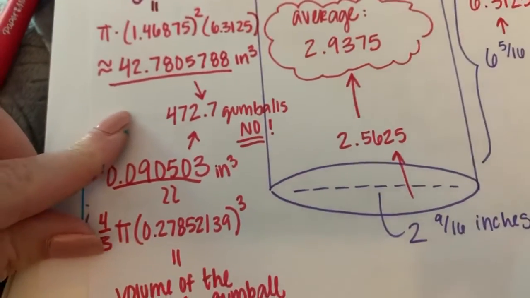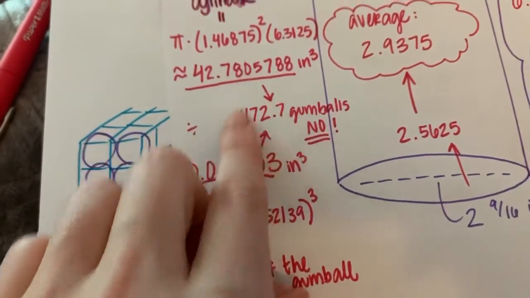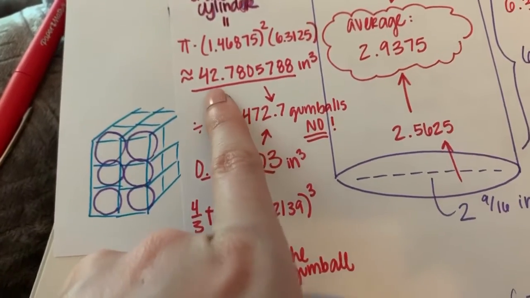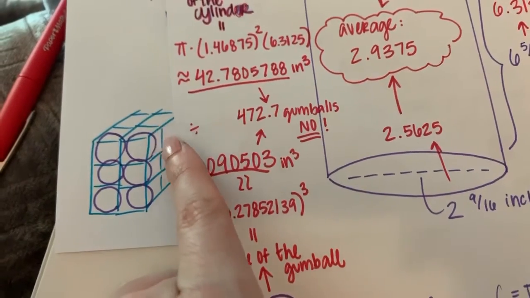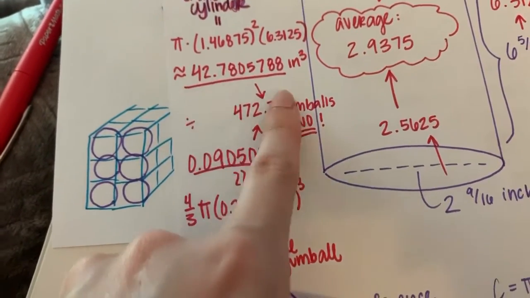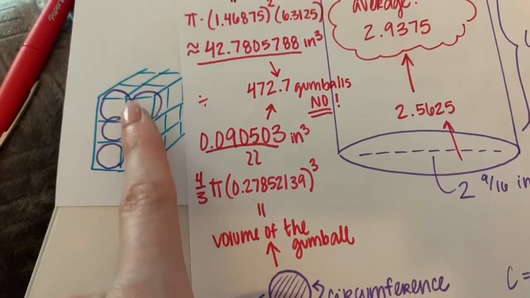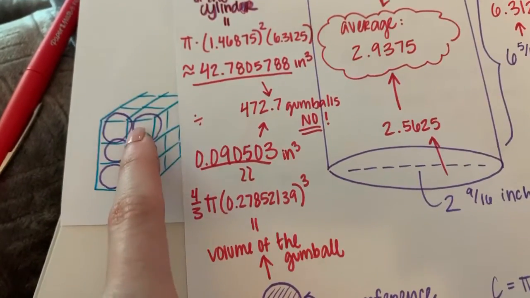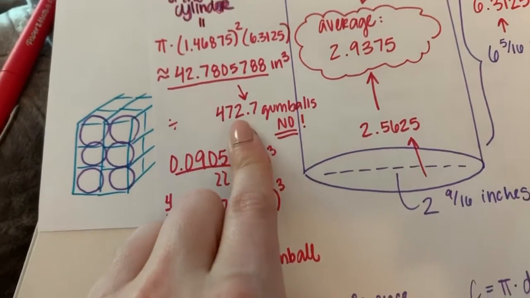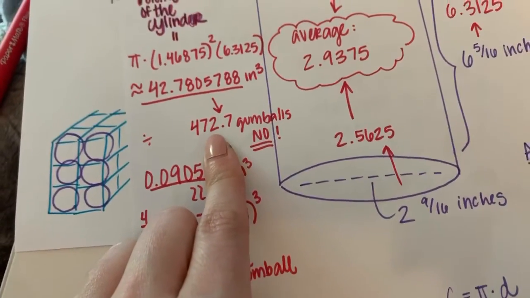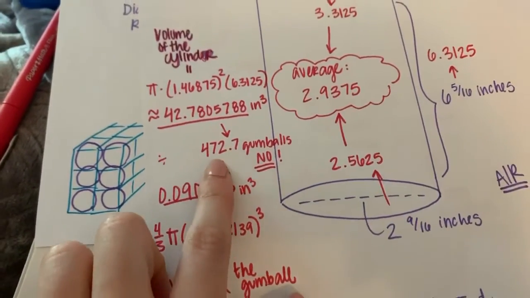Now, here's the thing, and I drew a little picture here. When you are dealing with volume, you're looking at cubes. So the volume of this cylinder is 42 and a little bit more cubes of air, basically. Now here's the issue. When you go to divide by the volume of the gumball, you're forgetting about the air. That was your hint in the last video. You're forgetting about all this air that surrounds these gumballs in those cubes. So this answer is actually a little bit off. You have to adjust for the air, and so I will show you how I did that. The real answer is going to be less than this.